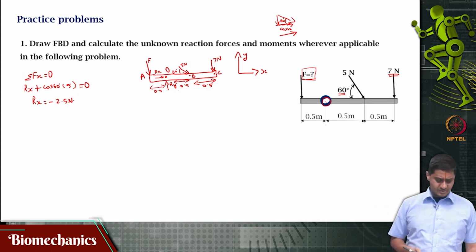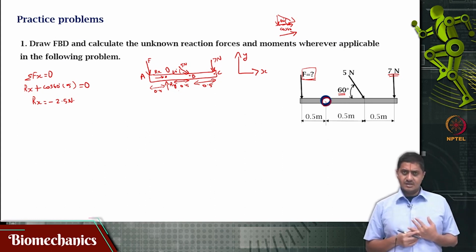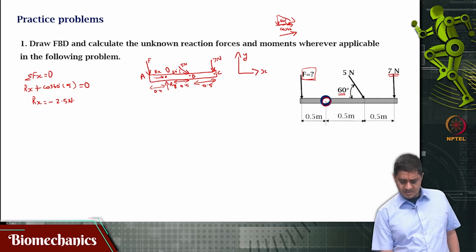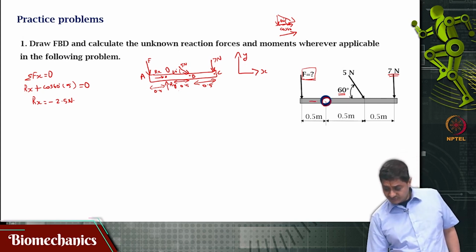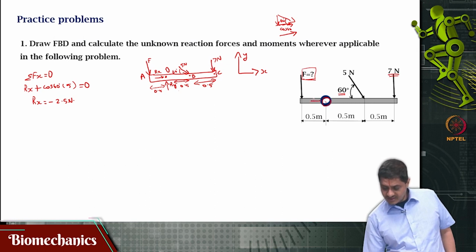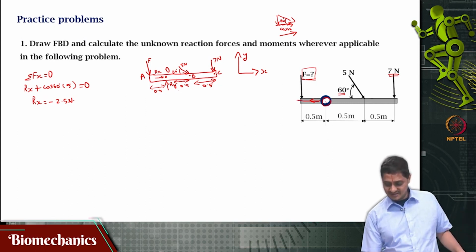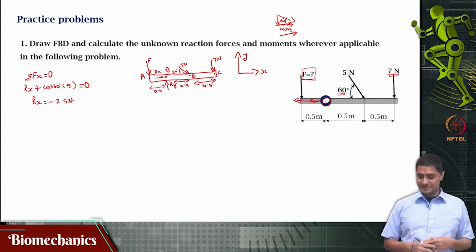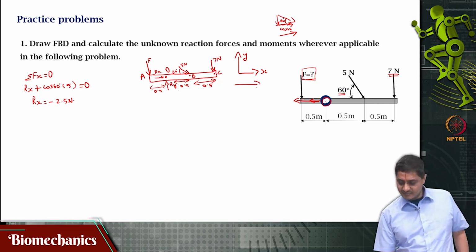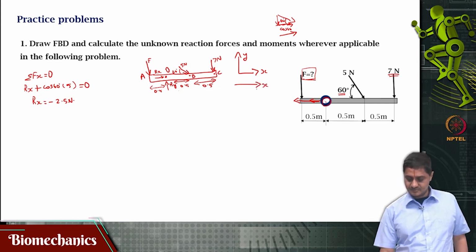What does this mean? Minus 2.5 newtons. That means this force is going in the opposite direction. Is it? Yes. It is not that this force is being applied here in this direction with positive magnitude, but rather at this point there is a pull that is happening towards the negative x direction with the same magnitude. Okay. So, Rx is minus 2.5 newtons for that positive x axis, is it not?